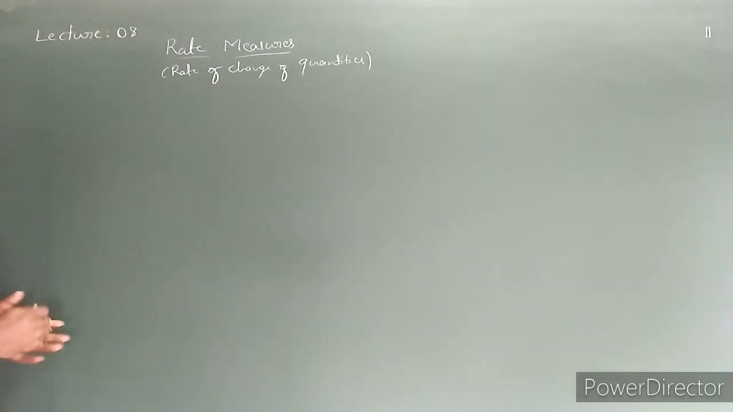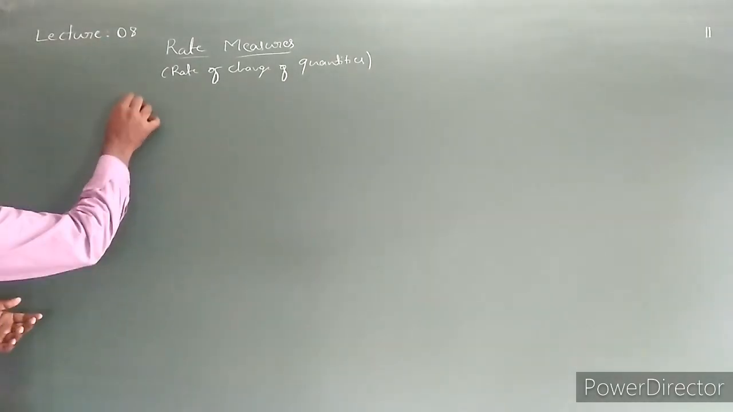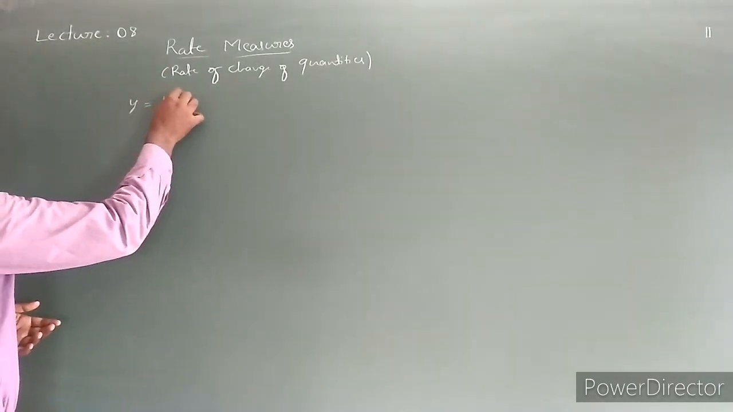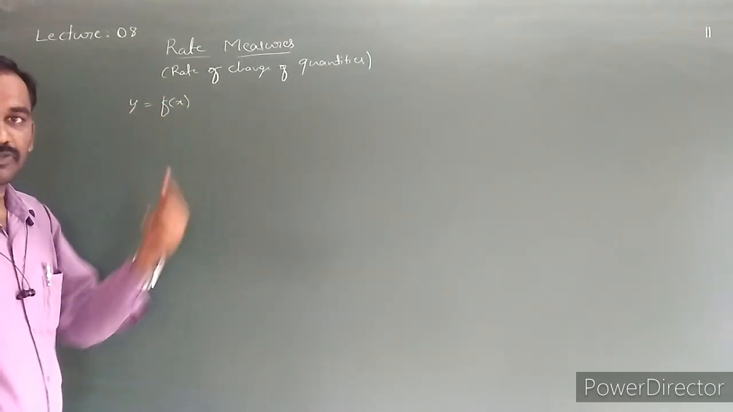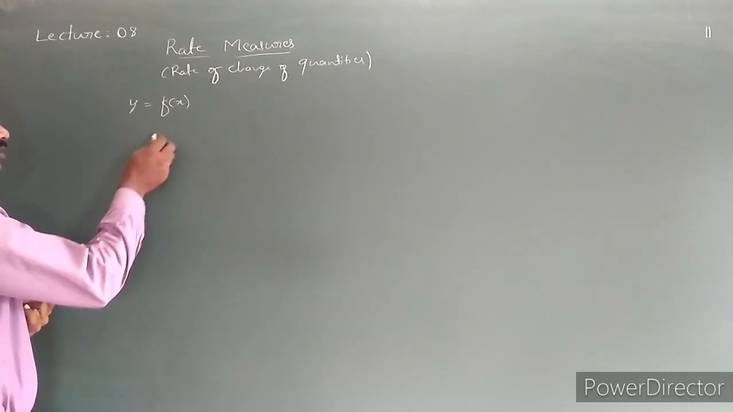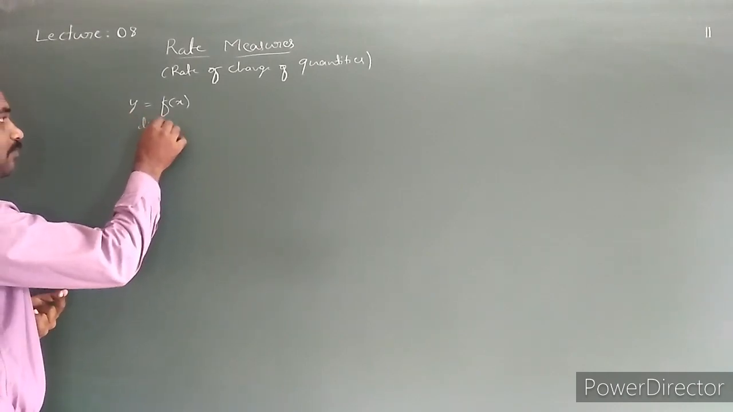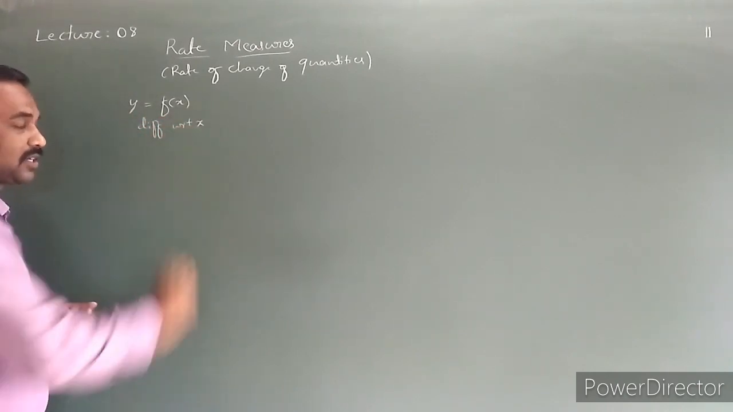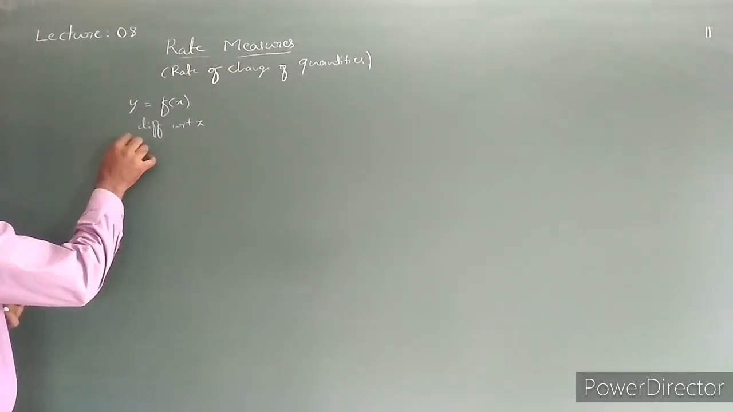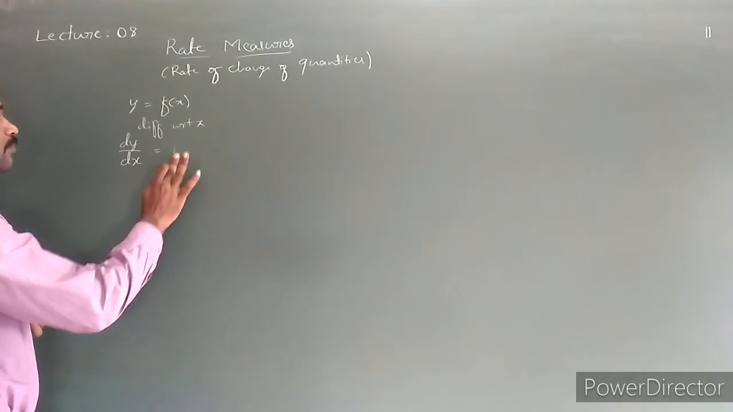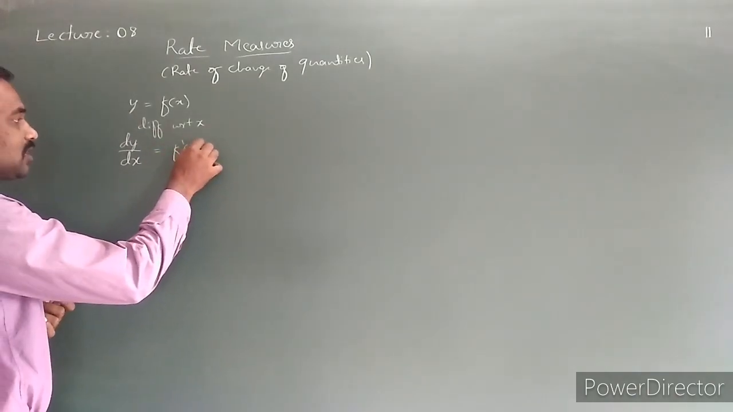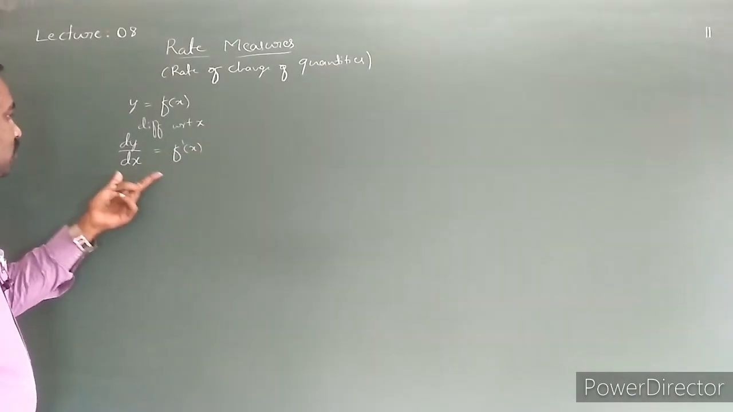Suppose, as people already know, consider y is equal to f of x. Y is a function in terms of x. Now differentiating with respect to x, what we used to write is dy by dx is equal to f dash of x.